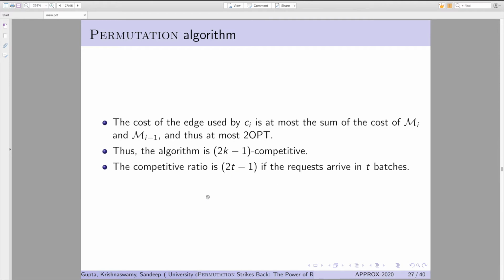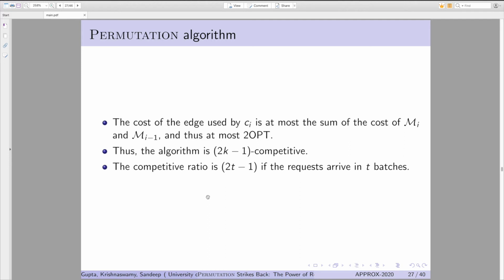Finally, okay. Now we analyze the algorithm. The key claim is that the cost of every edge used by the algorithm is at most 2 opt. This is because we can use the metric triangle inequality property to show that the edge cost is at most the cost of m_{i-1} plus the cost of m_i. And it's not hard to see that the optimal matching of fewer clients is at most opt. So the cost of a single edge is at most 2 times opt, and the first edge has cost at most opt. So the total cost of this algorithm is (2k minus 1) times opt.